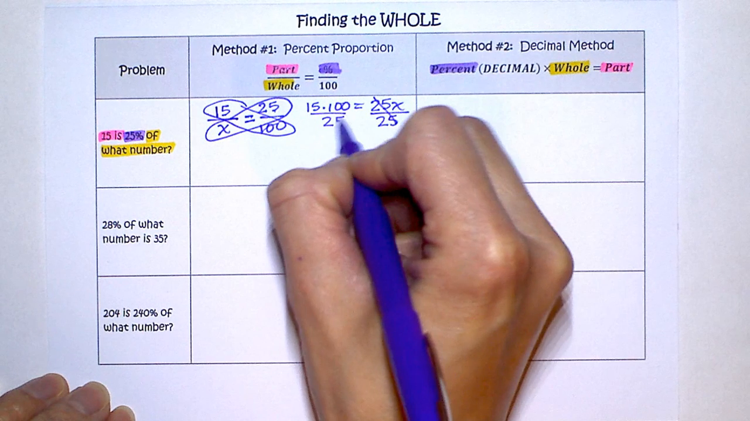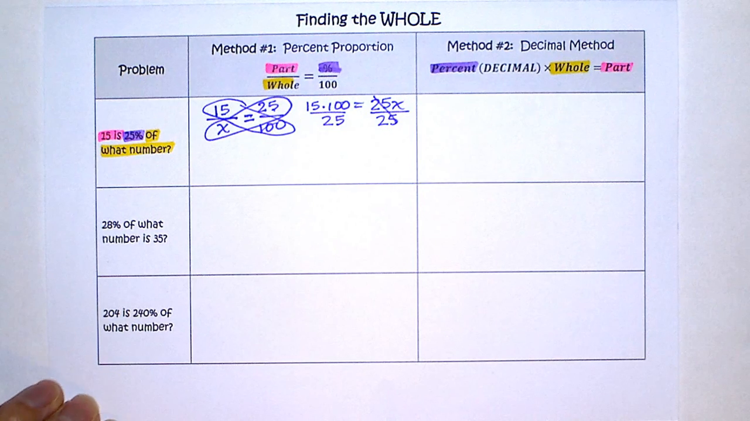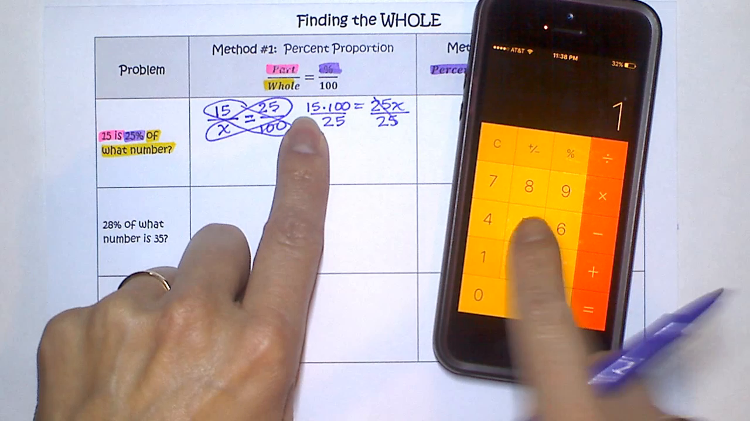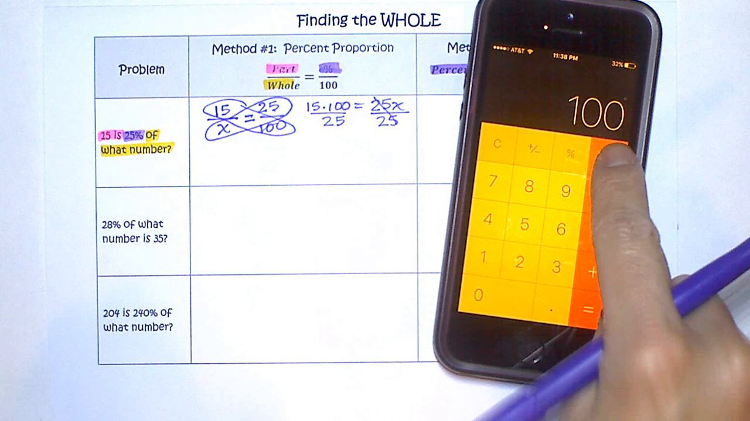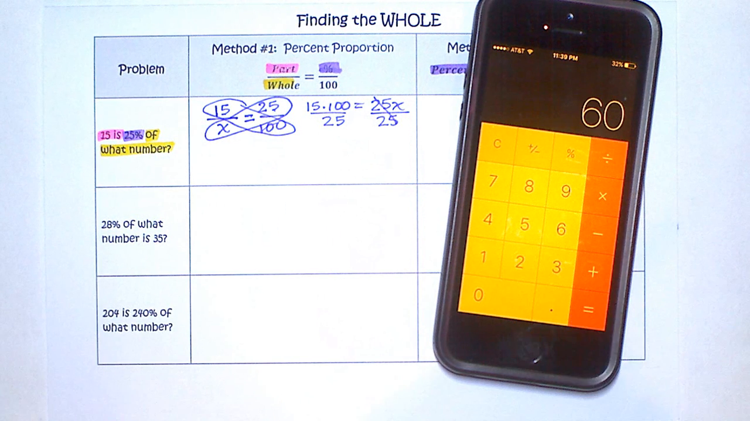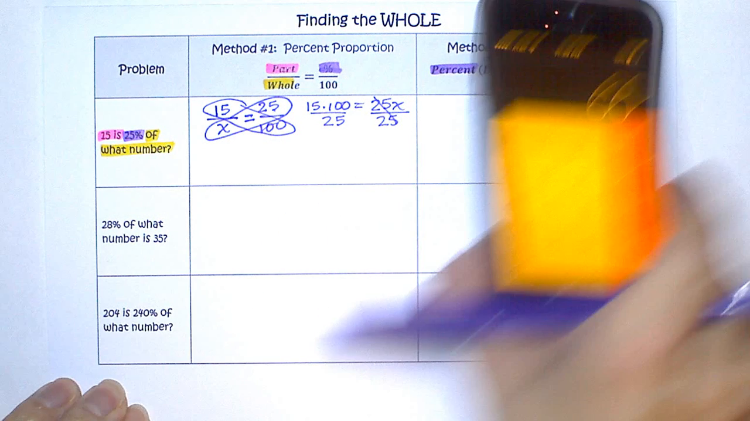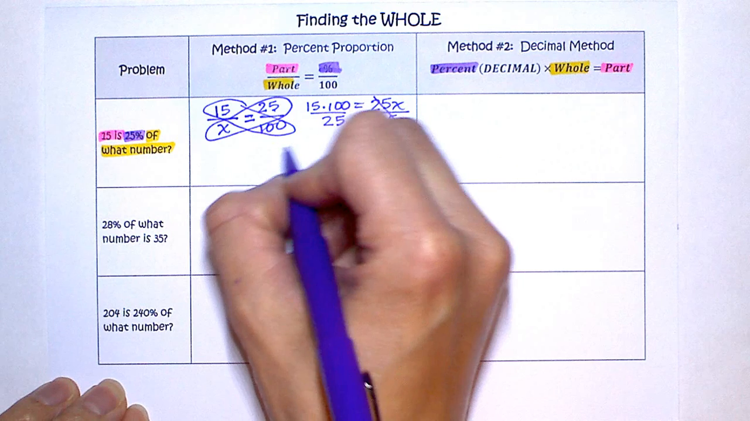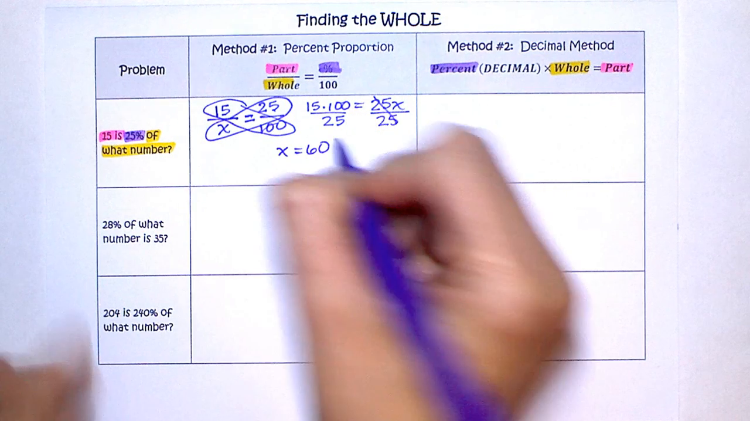Now remember, if I'm going too fast, go ahead and pause your video so you can catch up with me. Then we're going to type in 15 times 100 divided by 25. So x is 60. So the whole number is 60.